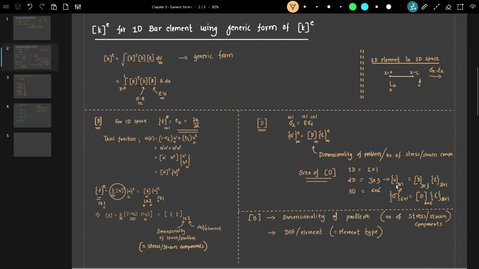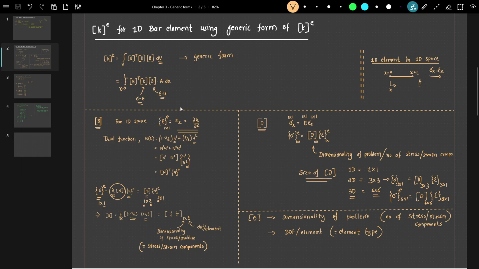We can also write like this. Sigma is a 3 by 1 vector. Epsilon is a 3 by 1 vector. So D is a 3 by 3 matrix. Similarly, for 3D, we have 6 stress and strain components. So size of D matrix is 6 by 6. And we can say stress vector is 6 by 1, strain vector is 6 by 1. Hence, D matrix is 6 by 6.